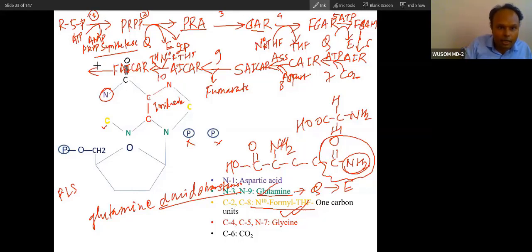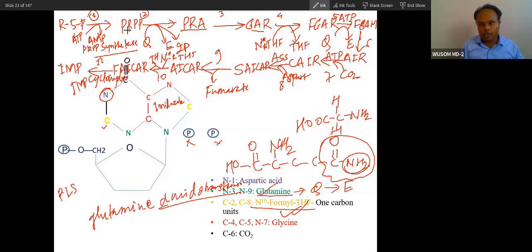Now this is the 11th step. You can see in the 11th step, this whole ring will fuse, and this will form IMP. This is the cyclohydrolase enzyme, IMP cyclohydrolase. So this is the 11th step of the whole synthesis of purine. Do you remember now? You don't have to remember anyway. Just, did you get the concept? Just tell me.